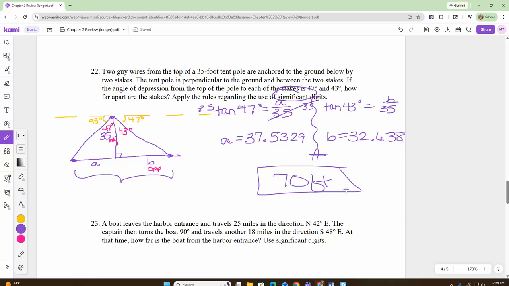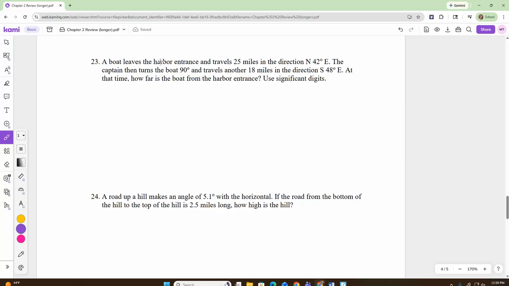We have a bearing question. A boat leaves the harbor entrance and travels 25 miles in the direction north 42 degrees east. You have to have a starting point. If I'm going to measure bearing, what do we need? Have to have that north-south line. And so from the starting point, we are going to go northeast. That angle is from the north-south line, 42 degrees.